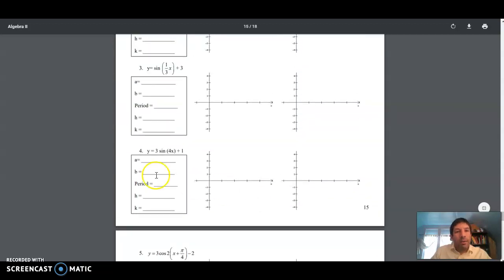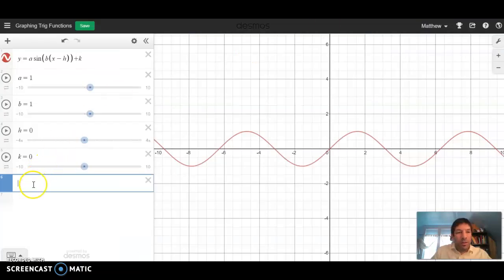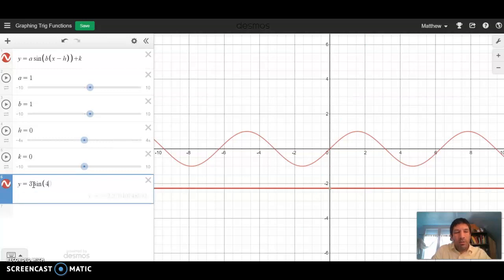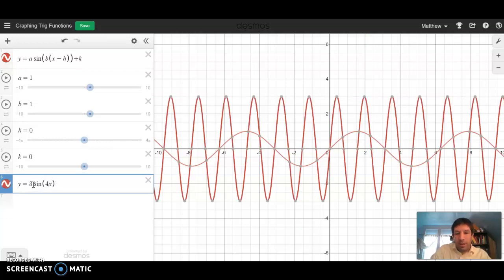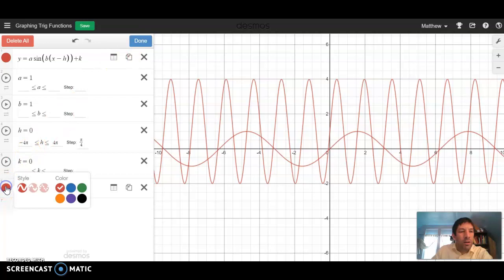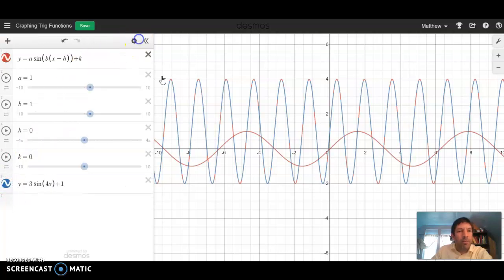So let's say you were looking at y equals 3 sine 4x plus 1. Okay. Let me change the color on that. All right. So this is what we want our graph to look like, the blue one. Right now, it looks like the red one.